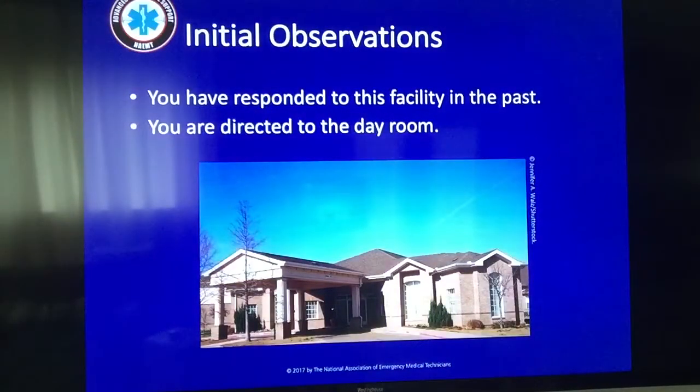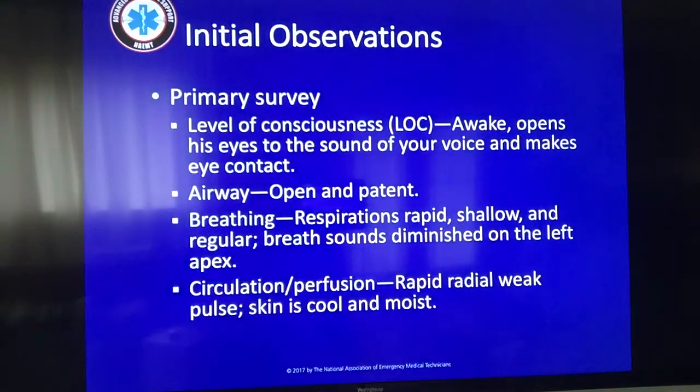As we look at the patient, we want to be able to see, well, what do they look like? How are they positioned? Is there anything else that we need to be aware of? So this is an assisted living skilled nursing center, and there are a few residents that live there. It's staffed 24/7, and they called us for 911. We get there, and the person is awake. His airway is open, breathing adequately. His pulse is weak and rapid.